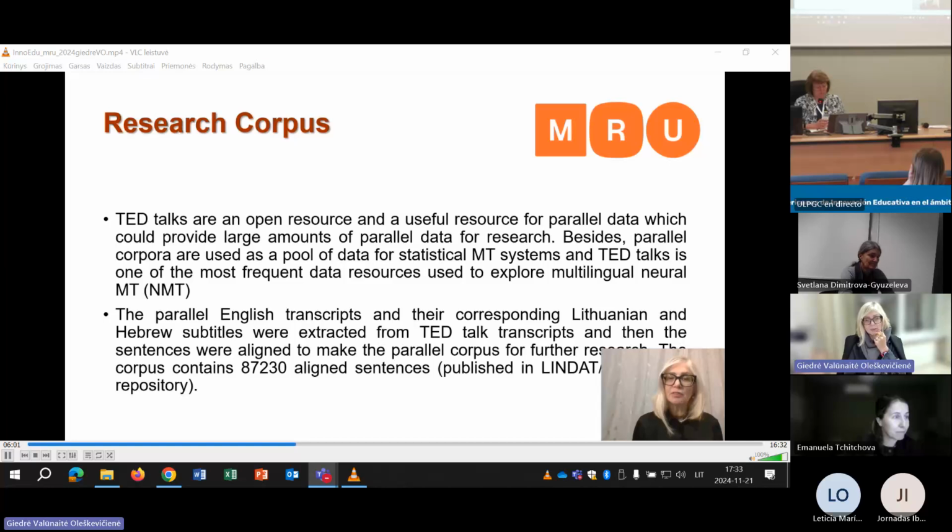The parallel English transcripts and their corresponding Lithuanian and Hebrew subtitles were extracted from TED Talk transcripts, and then the sentences were aligned to make the parallel corpus for further research. The entire corpus contains about 90,000 aligned sentences, and it is published in the Linda Clarin repository.